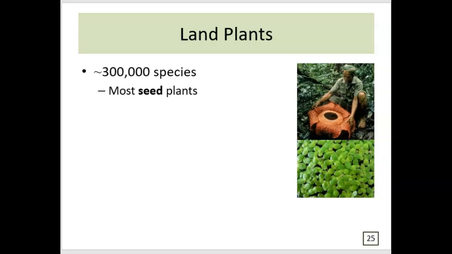Most of these are seed plants. So we'll talk about the different types. Most plants produce seeds, and most plants produce flowers. So we have a picture here on the right. This ridiculously large flower. It's kind of a cool flower. That flower smells like death.